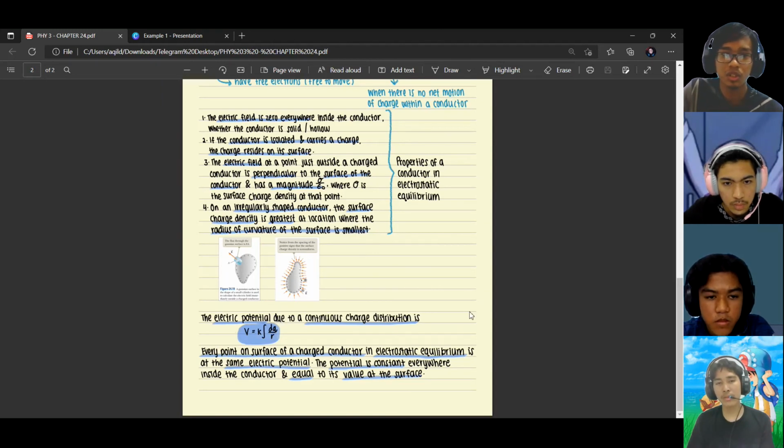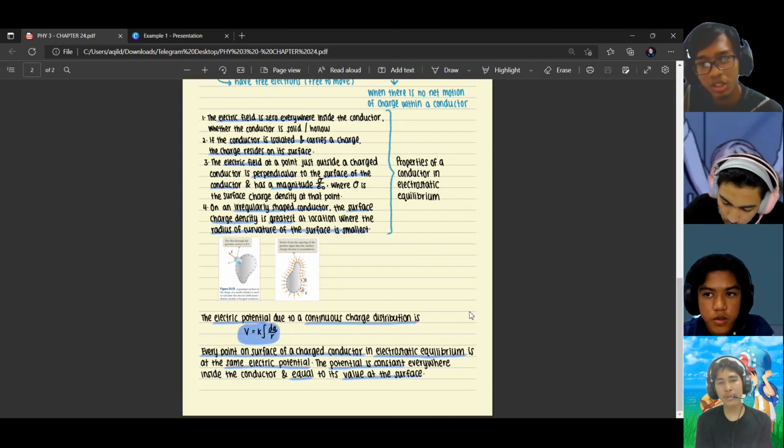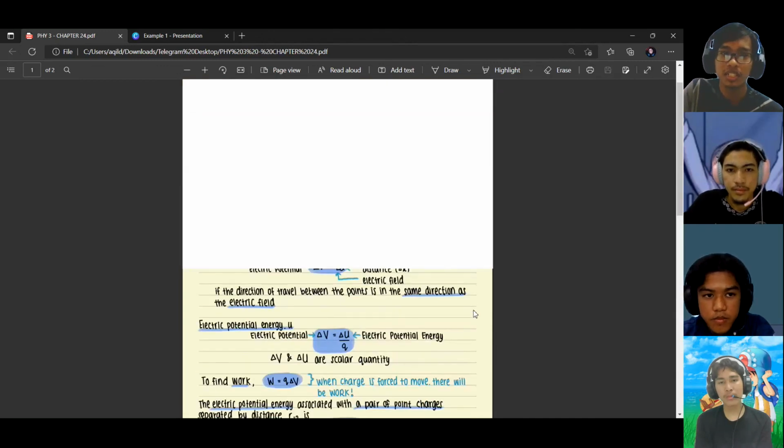The electric potential due to a continuous charge distribution is V equal to k integration of dq over r. Every point on the surface of a charged conductor in electrostatic equilibrium is at the same electric potential. The potential is constant everywhere inside the conductor and equal to its value at the surface. So that's all from me for the brief explanation.